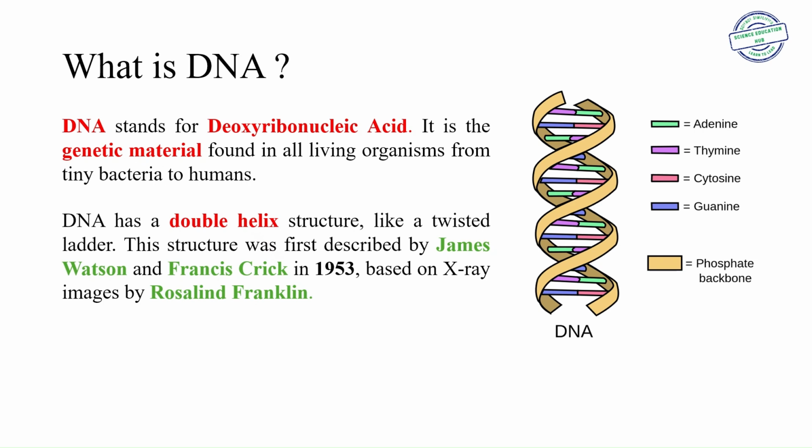If you see the structure, this is the phosphate backbone, and these are the nucleotides: adenine, thymine, cytosine, and guanine, which are bound together with hydrogen bonds. Adenine pairs with thymine with two hydrogen bonds, and guanine pairs with cytosine with three hydrogen bonds.